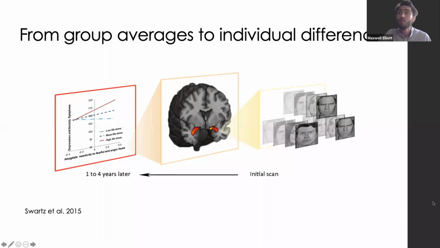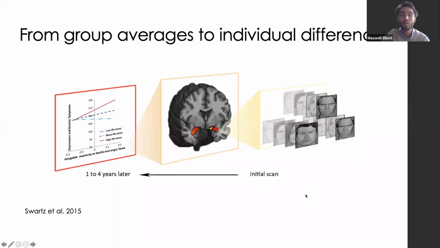For example, in this paper published in Neuron in 2015, we found that those who had higher amygdala reactivity and were exposed to life stress were more likely to develop depression later in life. However, until recently, this jump from group within subject activation of the amygdala to this between subject effect, where we want to understand individual differences in amygdala activation, hasn't been investigated fully.